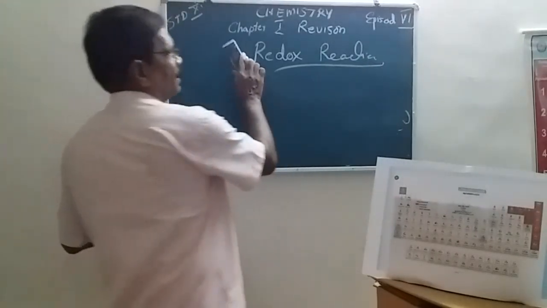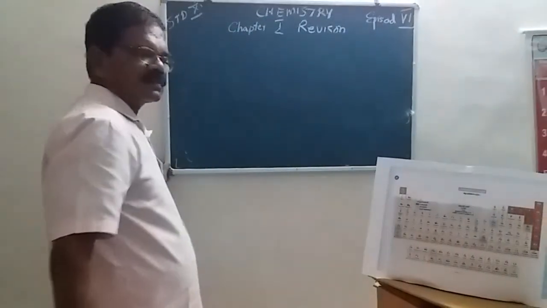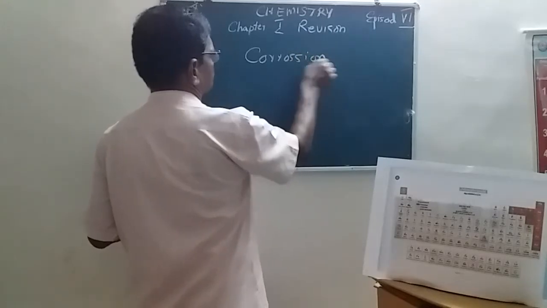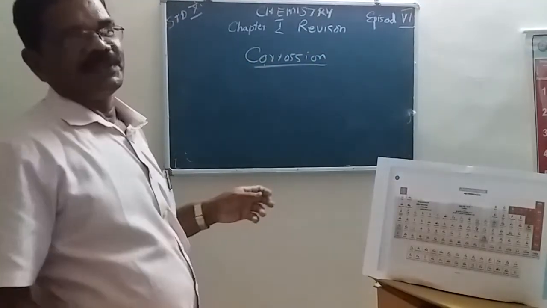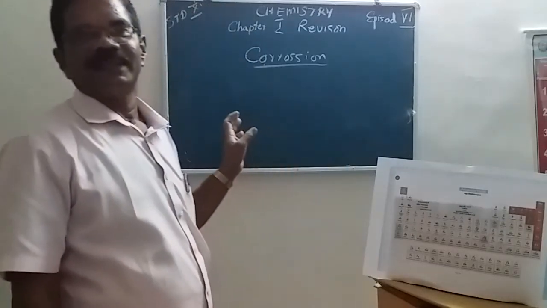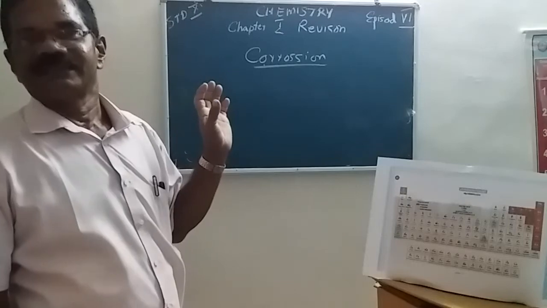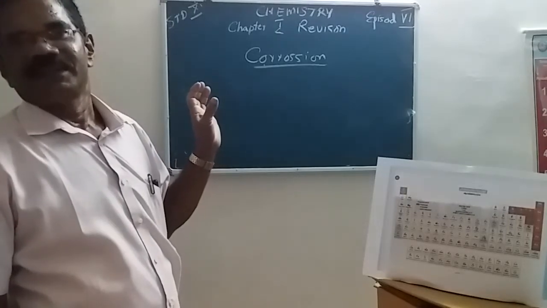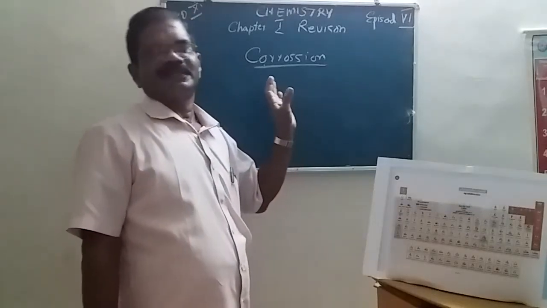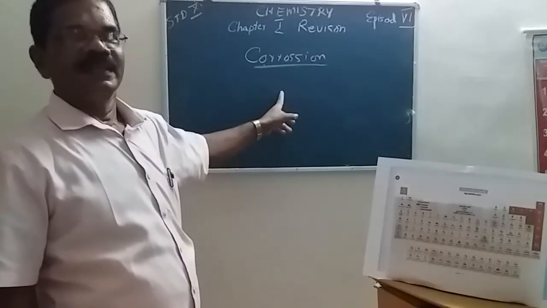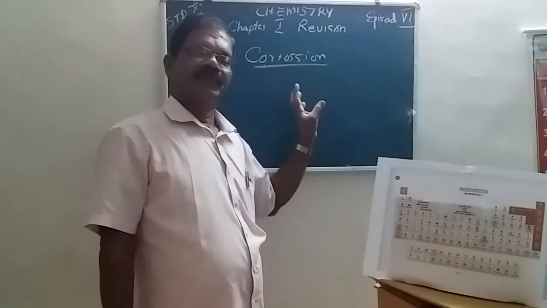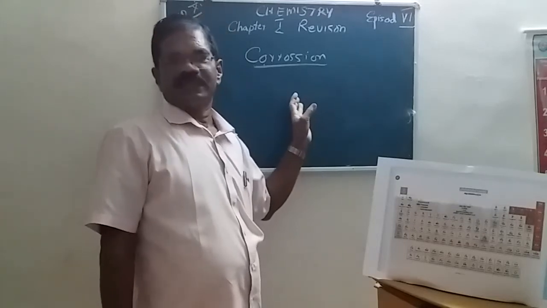Then there is the other thing, corrosion. In the last class you have seen a rusted piece of iron sheet. All the metals, when we expose them to air, if there is a reactive element, the metal reacts with oxygen, moisture and carbon dioxide and forms a coating on it, and it undergoes corrosion.